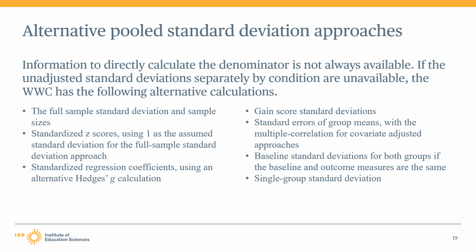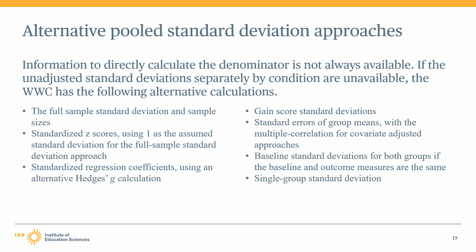Another common scenario is for study authors to report gain score standard deviations rather than post-test standard deviations for the two groups. Recall that gain scores are calculated as the post-test value minus the pre-test value. Some study authors may only report the means and standard deviations for the gain score, but gain score standard deviations are typically smaller than the unadjusted post-test standard deviations, inflating the effect size.